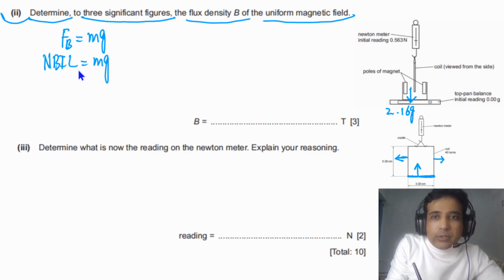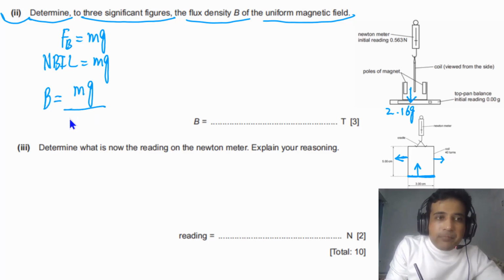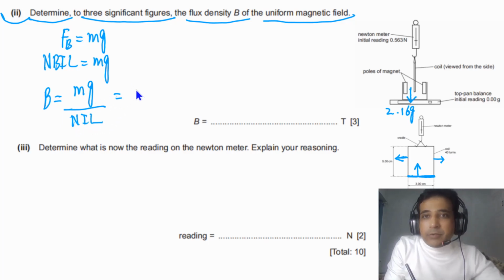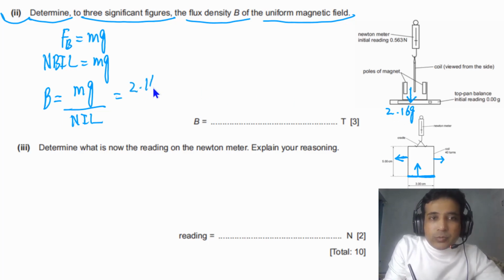We need to calculate the value of B, so we can make B the subject. We can write B equal to mg divided by NIL. In this case, m is given to us, meaning the reading of the top pan balance is given, that is equal to 2.16. This is in grams, so we have to multiply by 10 to the minus 3, and for the value of g we use 9.81.